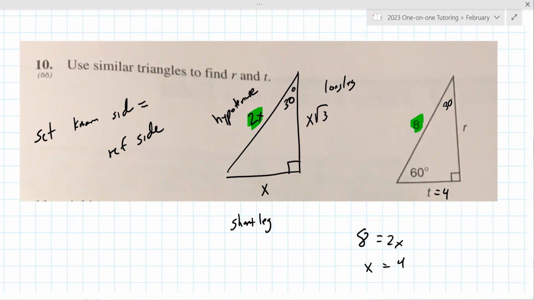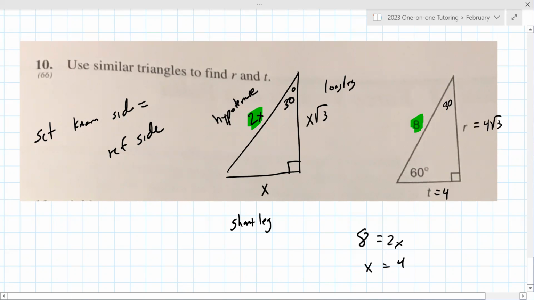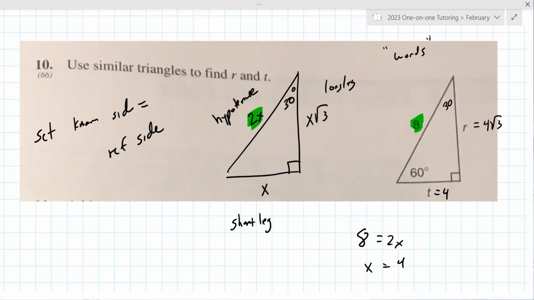But in terms of finding R, you can't think of it as R. You have to think of it as the long leg. The long leg is the short leg, x times root 3. The short leg times the square root of 3. You almost want to think of it as words instead of equations. Okay, so if x equals 4, then just 4 times the square root of 3 would be r. Yes. Okay.